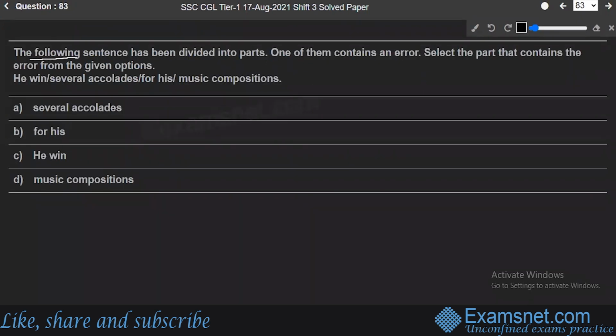This question says the following sentence has been divided into parts, one of them contains an error. Select the part that contains an error, and this is the given sentence. Let's read it. He win several accolades for his music compositions. Which part contains an error?